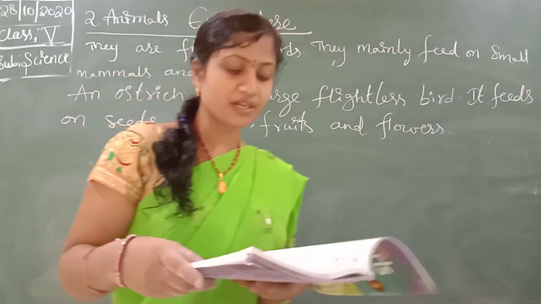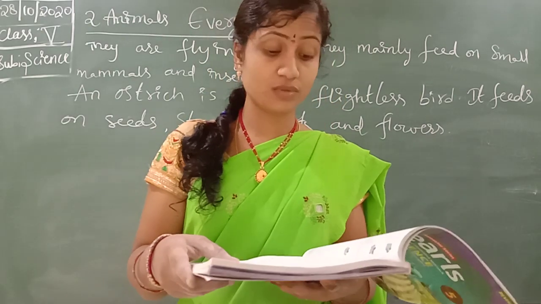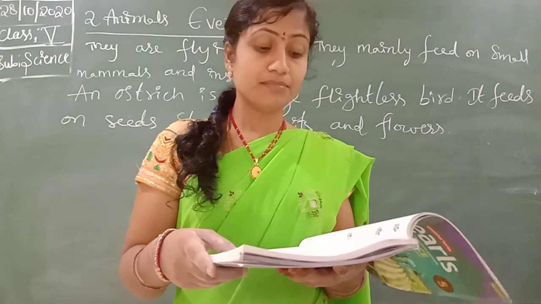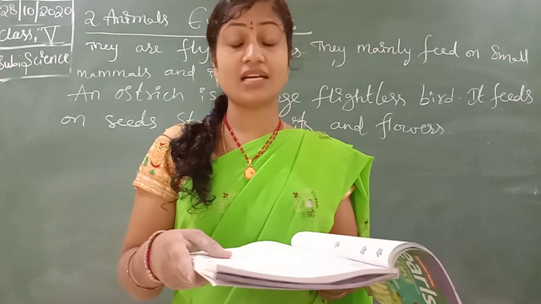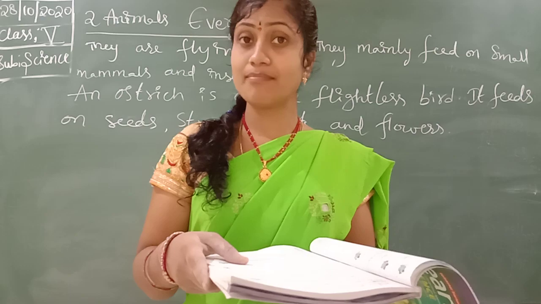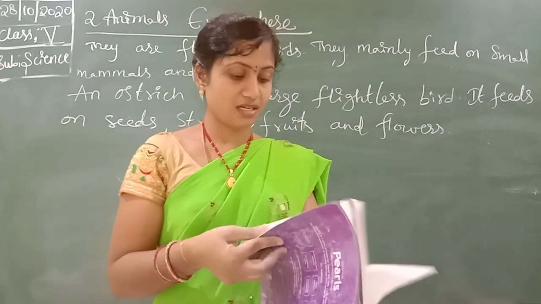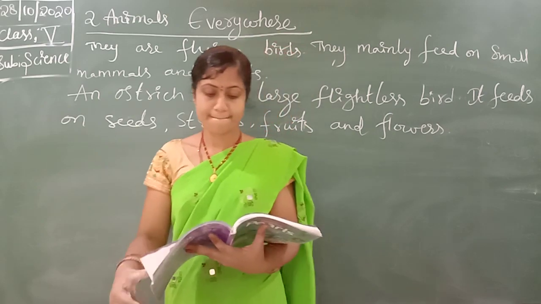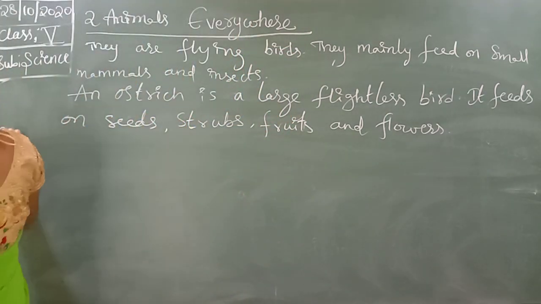A bat and a bird can fly, yet they are different from each other. How? A bird lays eggs, but a bat gives birth to its babies. That is the difference. Next, third answer.